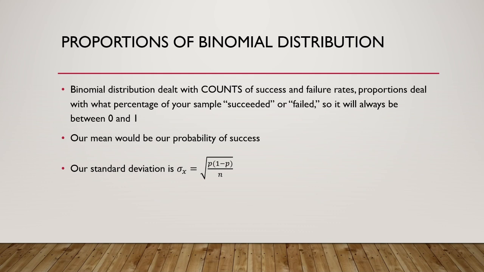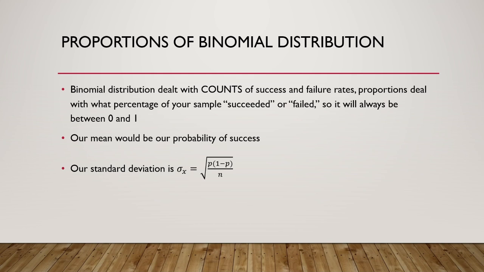So next we'll talk about proportions of binomial distribution. Remember, binomial distribution deals with counts of successes and failures, right? This is how many of those children are going to have type O blood, or something like that. Proportions deal with what percentage of your sample succeeded or failed. So it's always going to be between 0 and 1.